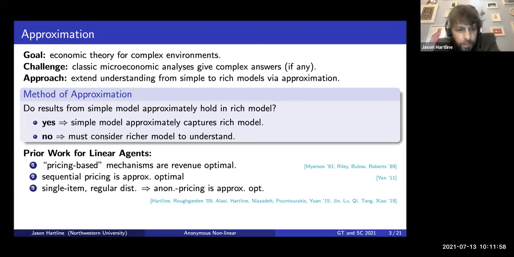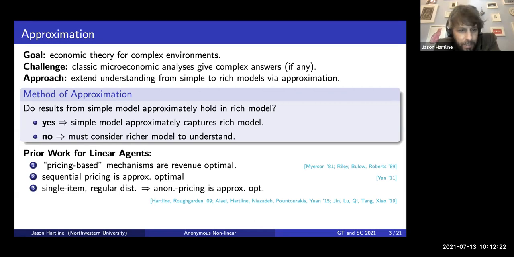Another nice result is the one I quoted a second ago by Chi-Chi Yan, showing that sequential posted pricings are approximately optimal. So I could come up with the optimal mechanism, but maybe it's complicated, and I just want to do some simple price posting. Actually, that's guaranteed to get most of my revenue.